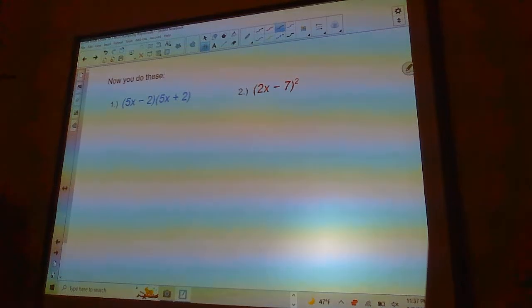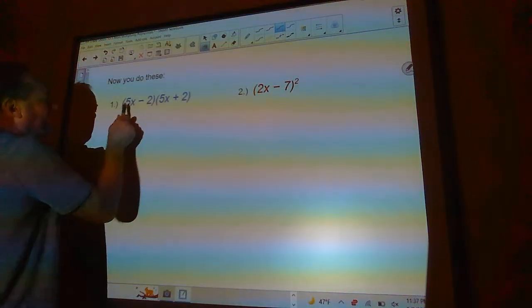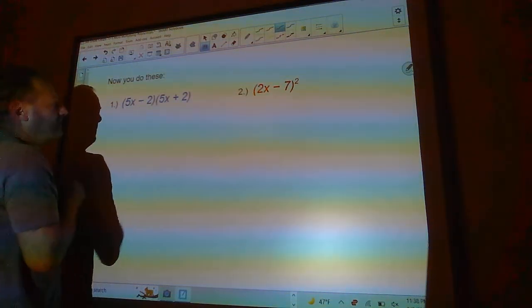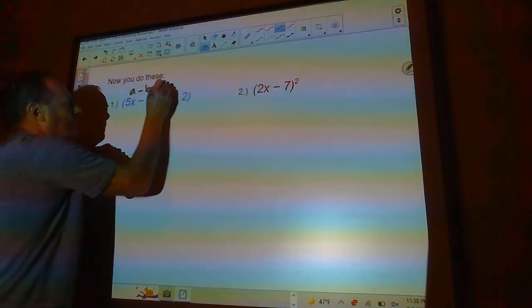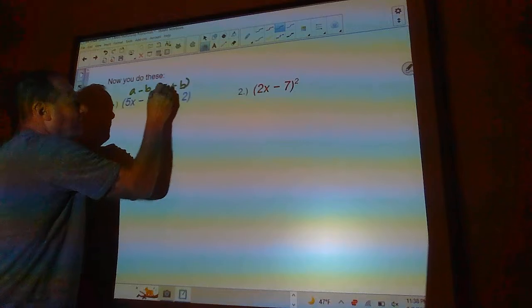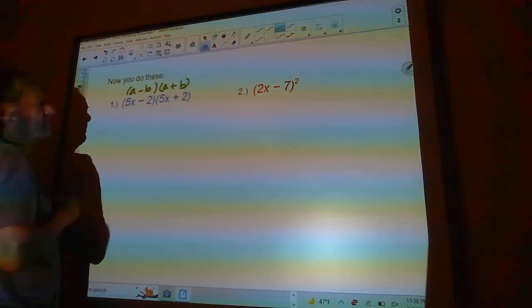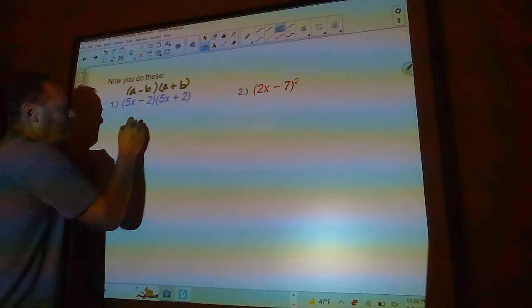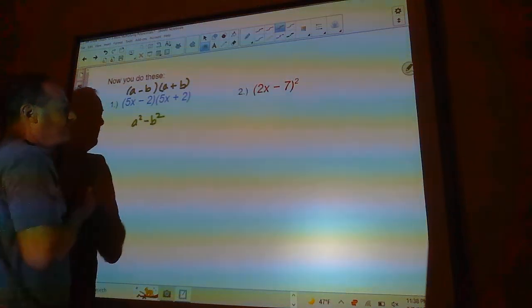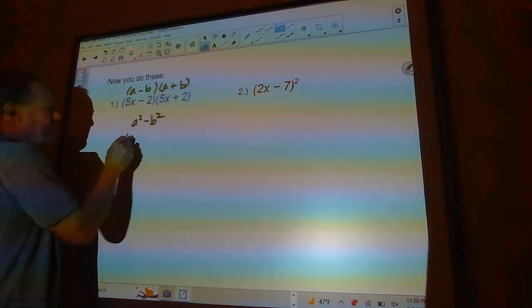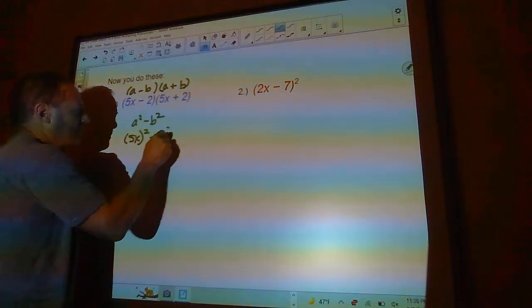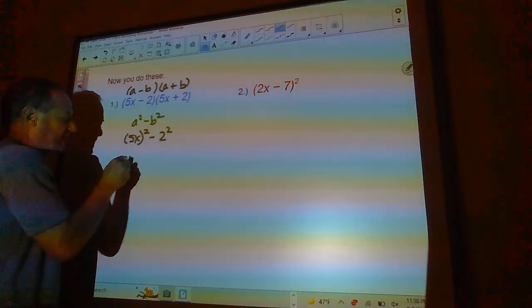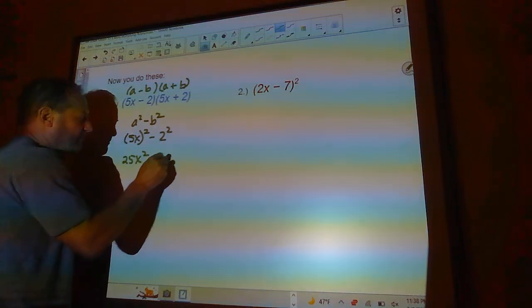Okay, so this one here, this is the a minus b, a plus b. So this is going to end up being a squared minus b squared. If you use the pattern, that would be 5x squared minus 2 squared. So this would be 25x squared minus 4.